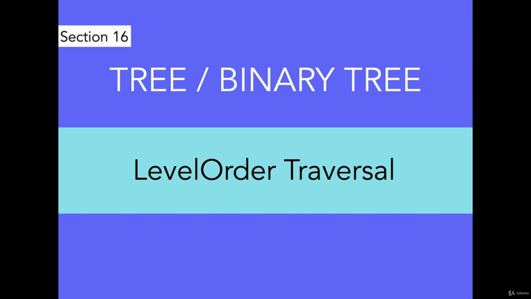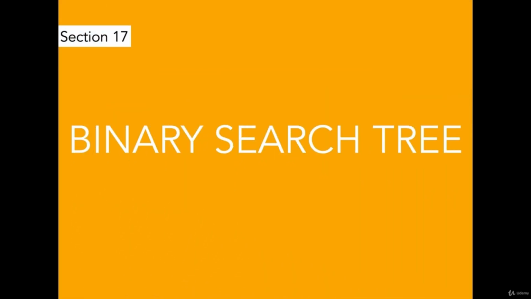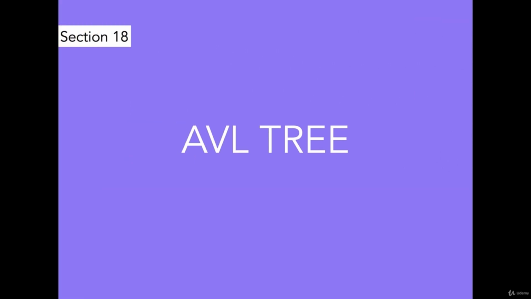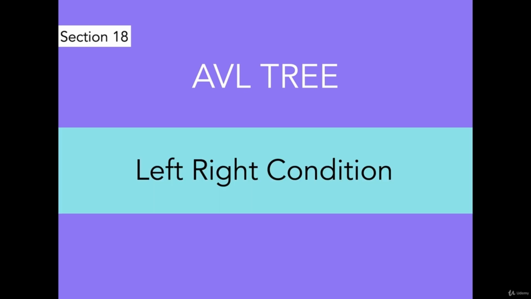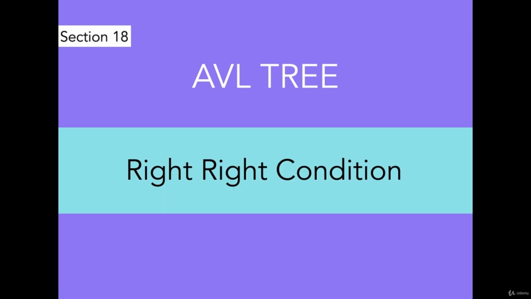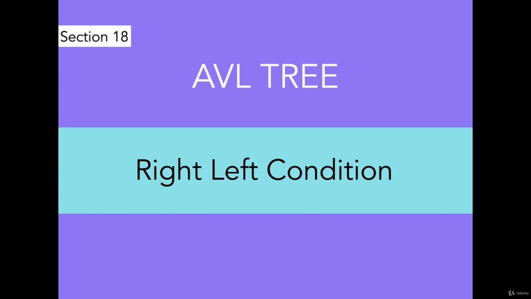Then from here we continue to do binary search tree, and then AVL tree. In AVL tree we have covered important concepts like left-left condition, left-right condition, right-right condition, and right-left condition. And we have implemented these conditions in inserting or deleting a node in AVL trees. This is a fun section in my opinion, because there are a lot of challenging problems that we are doing over here.